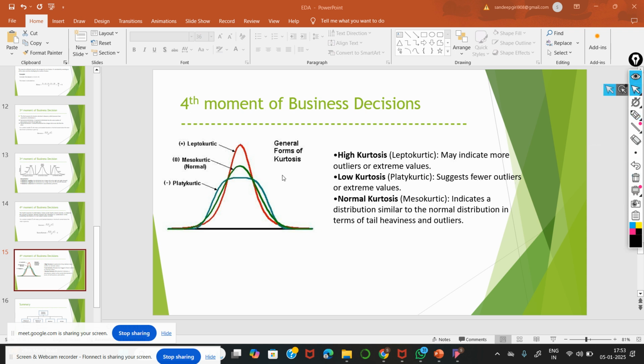But remember, kurtosis won't be giving you that much analysis. Skewness will be giving you more analysis. Even variance and standard deviation, the second moment of business decision, will be giving you more analysis, and the first moment would be giving you more analysis. So these first three would be very much important. But from an interview point of view, the last one is important. Why? Because people used to ignore this particular thing.